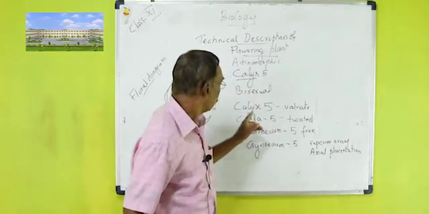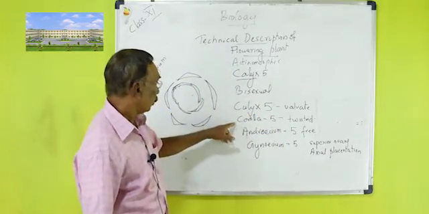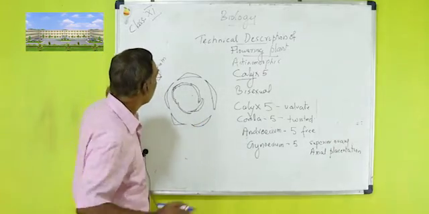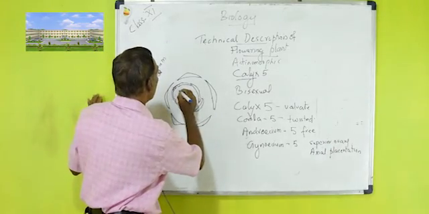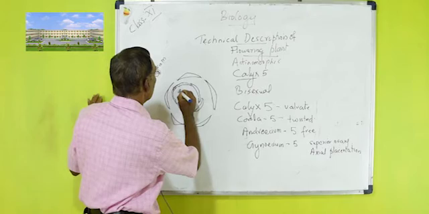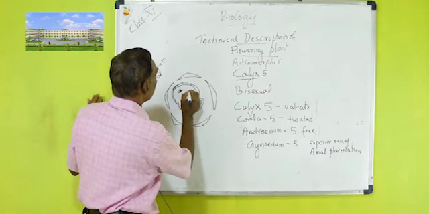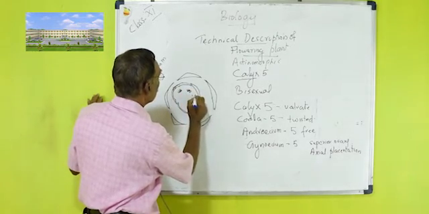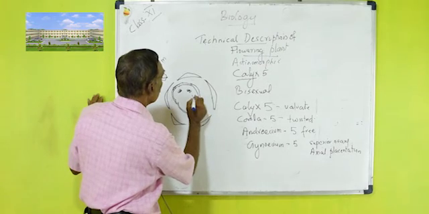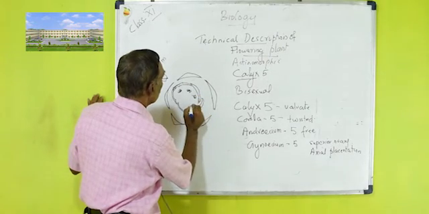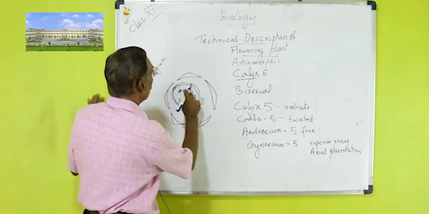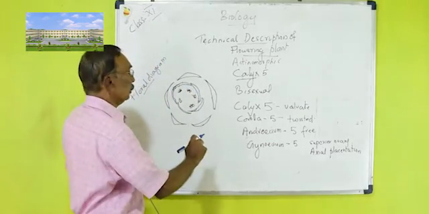Next one is, what is the next one? Corolla, andretium, 5 free. Now we are going to draw the andretium. You can just show like this, just showing the anther like this. 1, 2, 3 is andretium. 4, 5. 1, 2, 3, 4. This is the stamen, andretium.